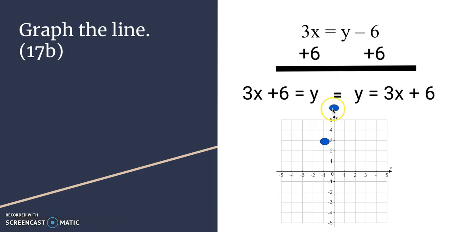Because I ran out of room on my graph, I just did the exact opposite. I went down 3 to the left 1. Same concept applies. Because my 3 here is positive, I have a positive slope, so lower on the left, higher on the right, and I'm finished.